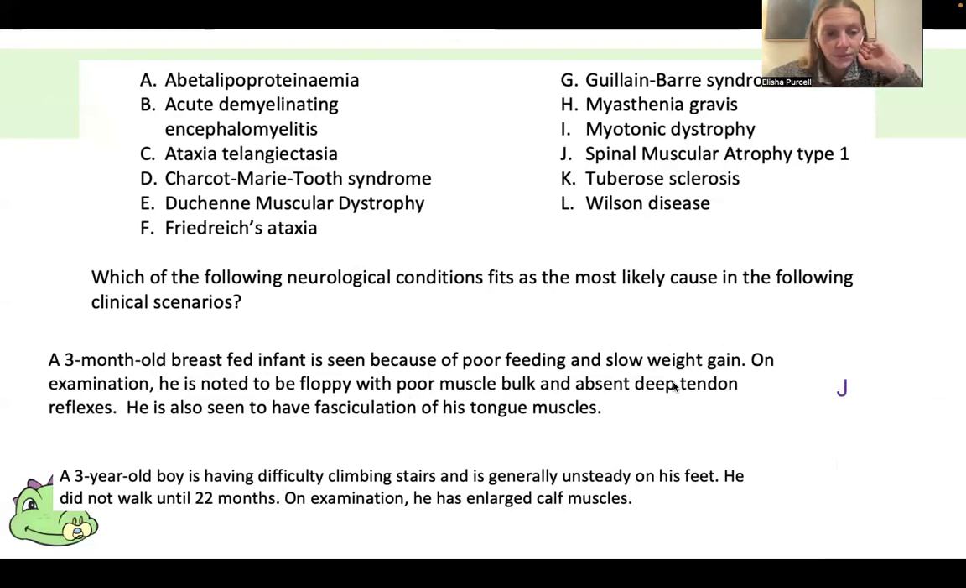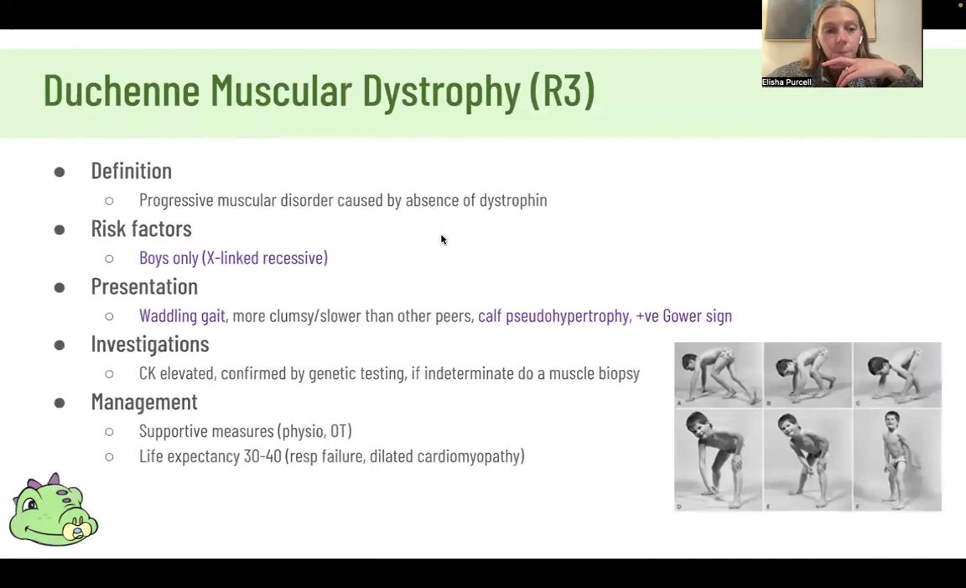Next one, a 3-year-old boy with difficulty climbing stairs, generally unsteady on his feet, and delayed developmental milestones. He didn't walk until he was 22 months, and on examination has enlarged calf muscles. So a huge buzzword is the enlarged calf muscles, it's Duchenne muscular dystrophy.